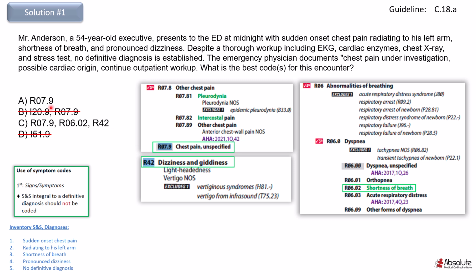So that tells me that we can eliminate A because it's only coding for the chest pain. So this is going to leave us with our answer as C, R07.9, R06.02, R42. All right, coders, let's move on to the next one.